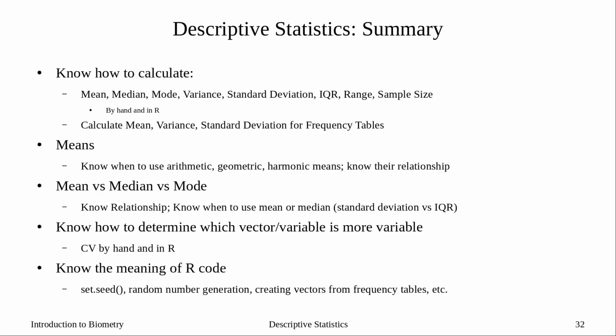I want you to know how to calculate by hand and in R the mean, median, mode, variance, standard deviation, interquartile range, the range, and the sample size. I'll note that the mode is simply using the frequency table to figure out the most common value. When working with frequency tables, I want you to be able to calculate the mean, variance, and standard deviation.